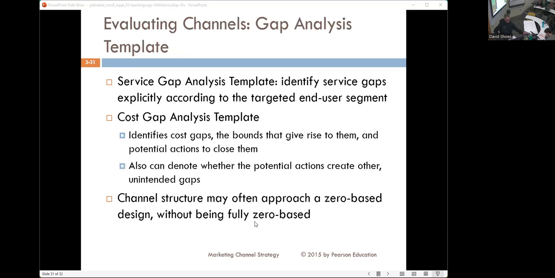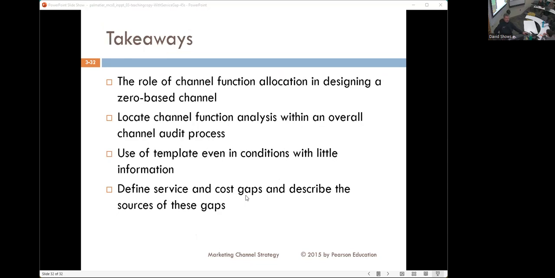So the flash slide about the gap analysis template, you do not have to know. And we're done. And that's it with chapter 3. Okay. Are there any questions about the test or anything? Well, is there like any sort of study guide?